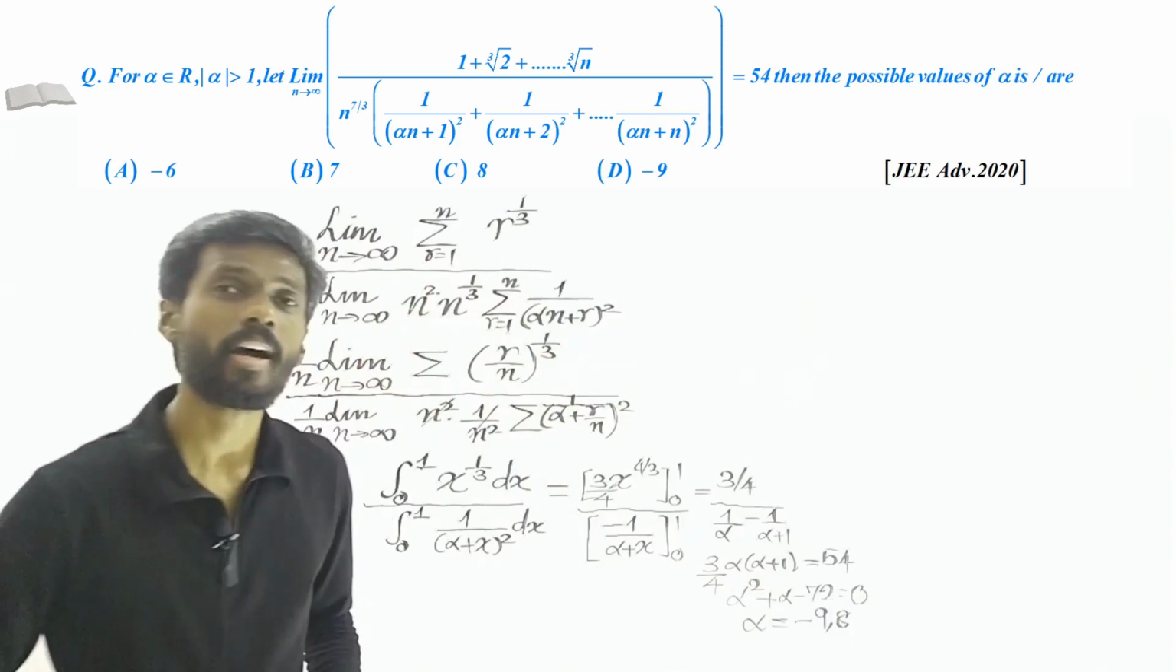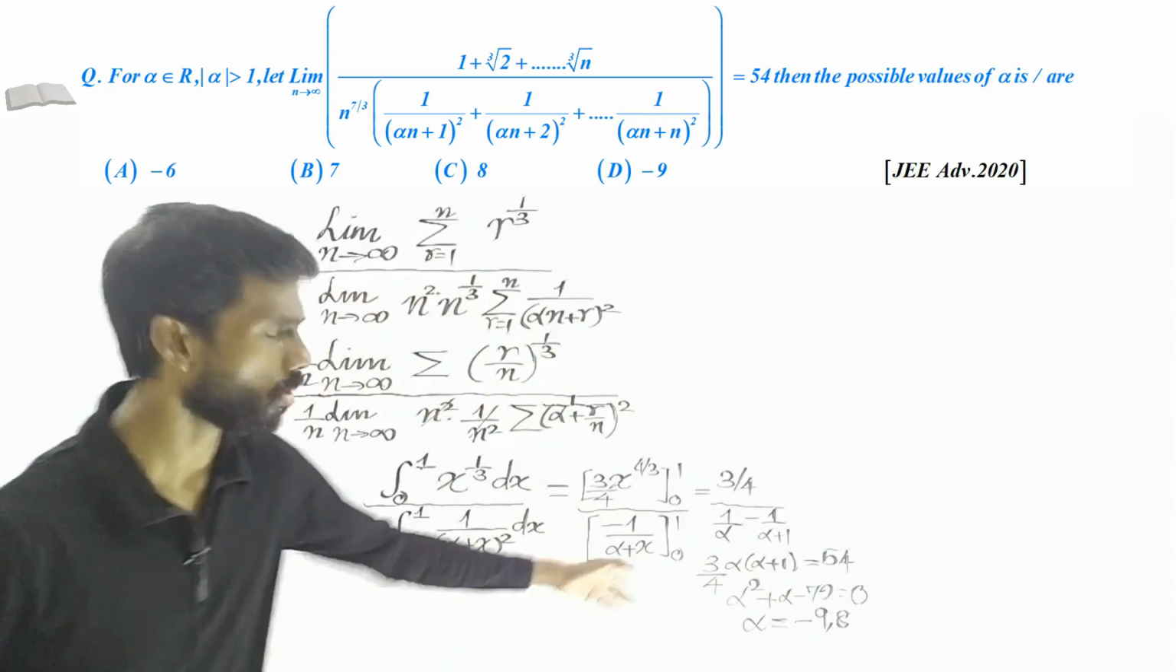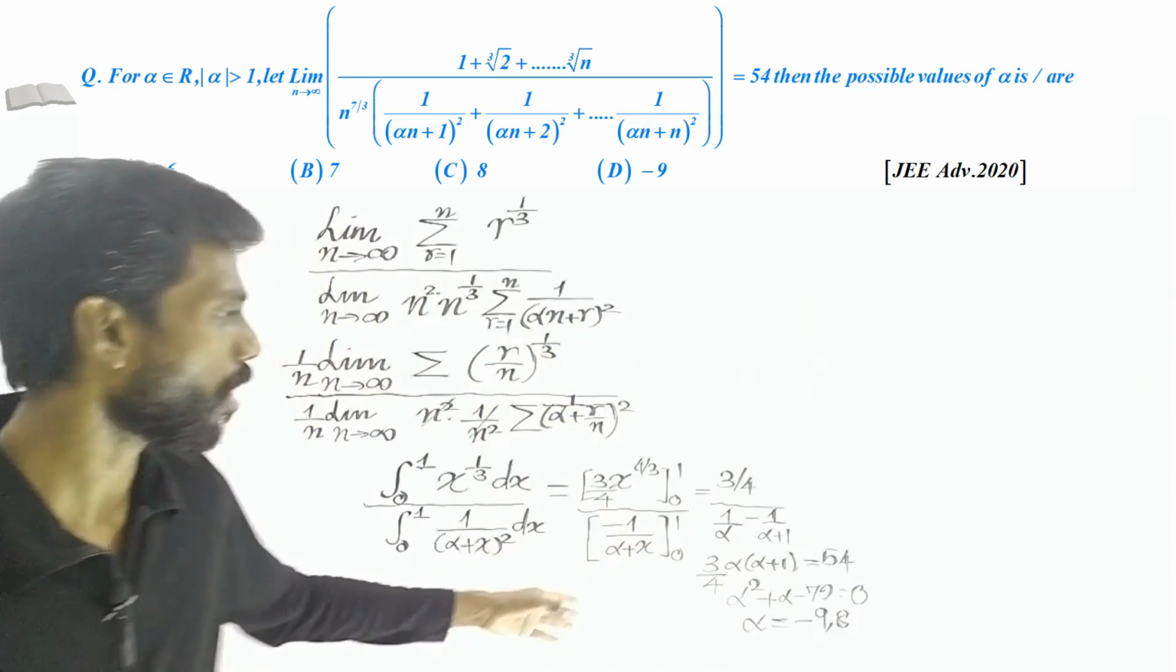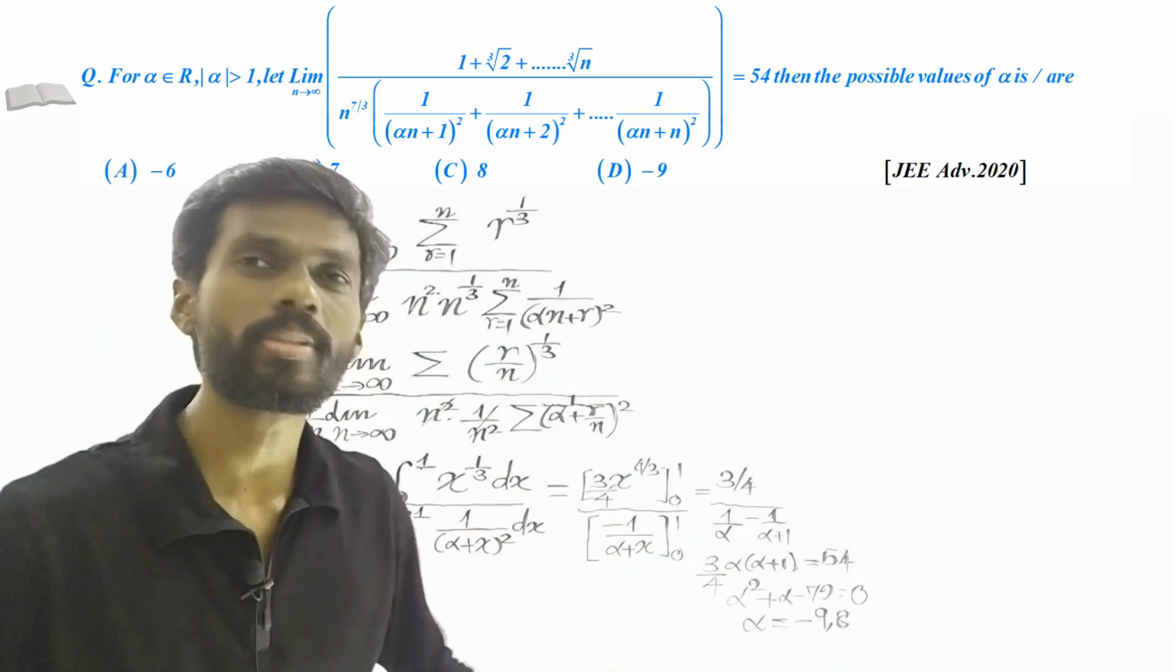So minus 9 or 8. The sum is minus 1 and the product is 72. That's all. These are the possible values of alpha, which is minus 9 and 8. So that is the answer to the question.